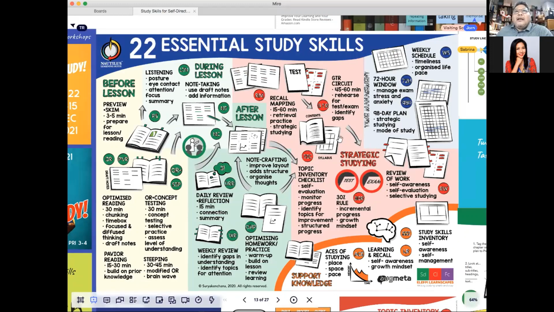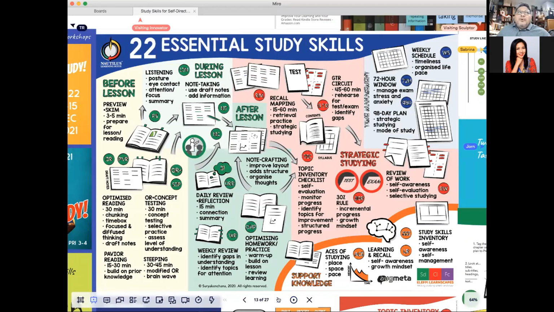And the one in red are our strategic studying. Usually we would start offering to students from April onwards, to prepare for those who have mid-year exams, where they will learn recall techniques, practice techniques, review of work to check on their work, and a way to monitor themselves.